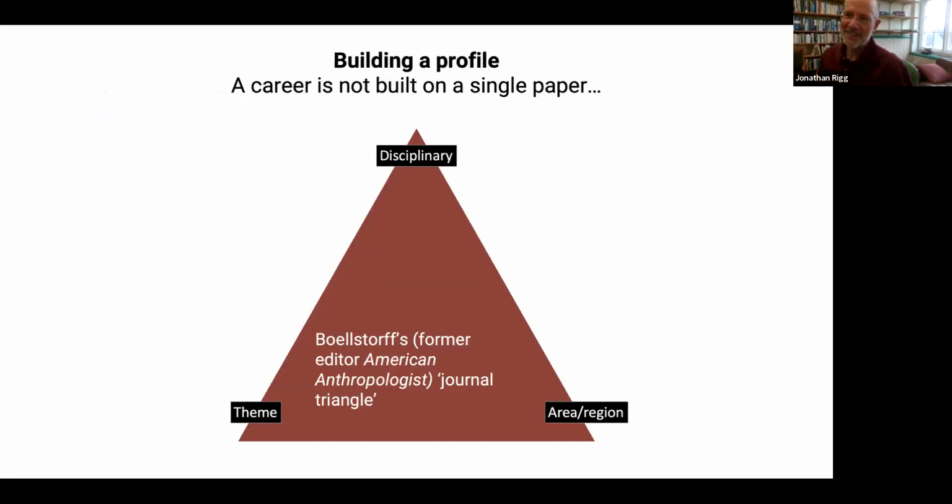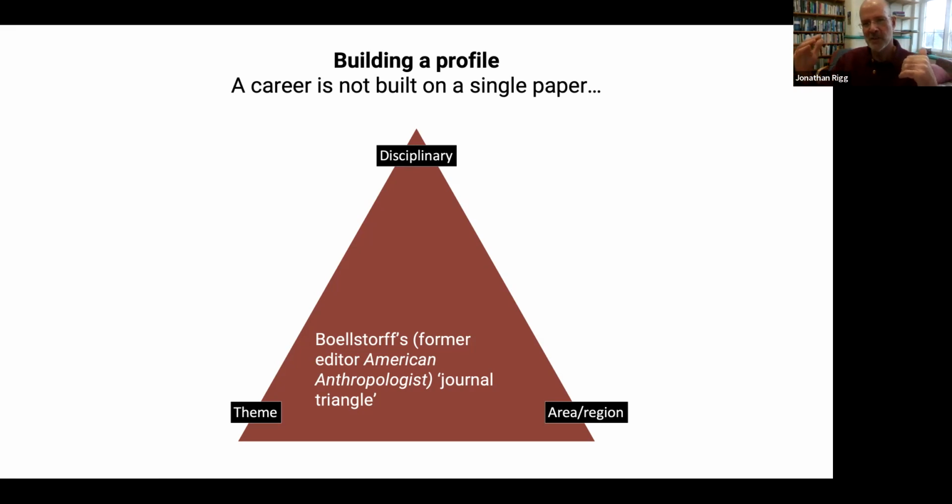Next slide, Hyun. Okay, building a profile. I've taken this from a presentation that I organized when I was at the National University of Singapore. And we got Tom Bernastorff, who was the editor of American Anthropologist, to give a talk to early career researchers on publishing. And he said that there's a journal triangle that I think probably most of us try to develop.